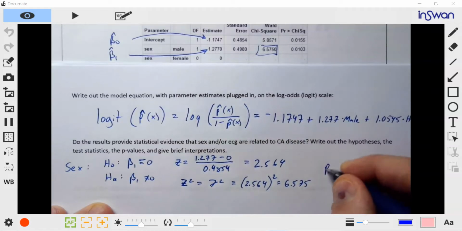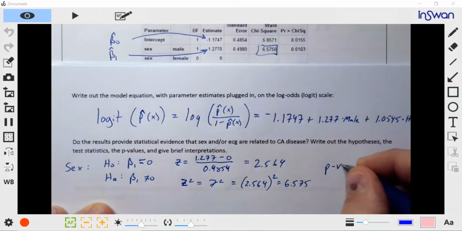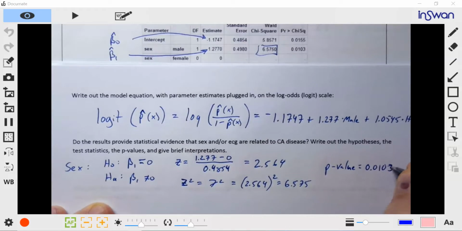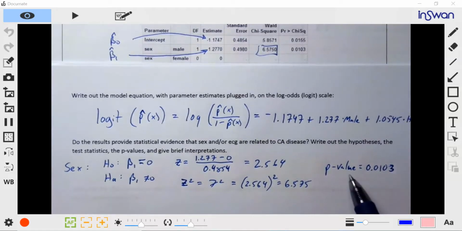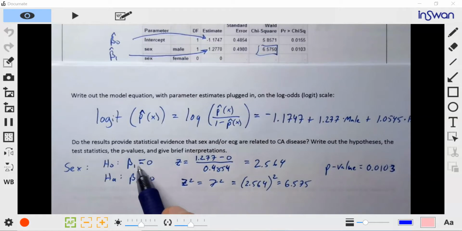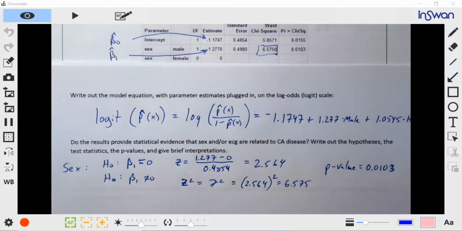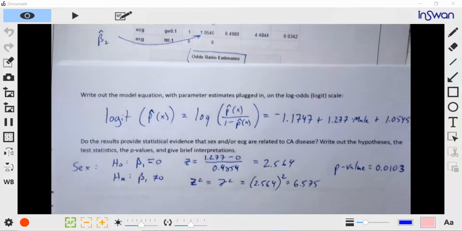And the p-value associated with that is 0.0103. So what does that tell you? That's evidence against the null hypothesis. We have sufficient evidence against the null and for the alternative. So it does look like sex is related to CAD. Let's go on with the next one now.